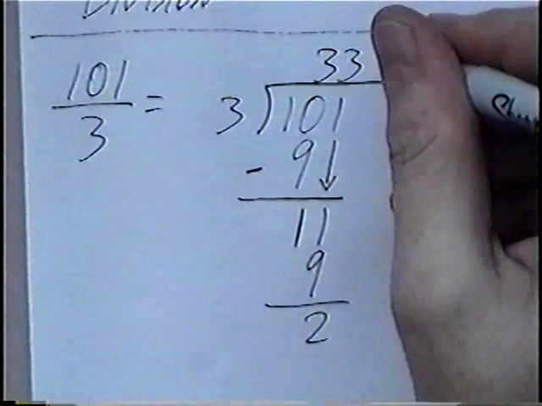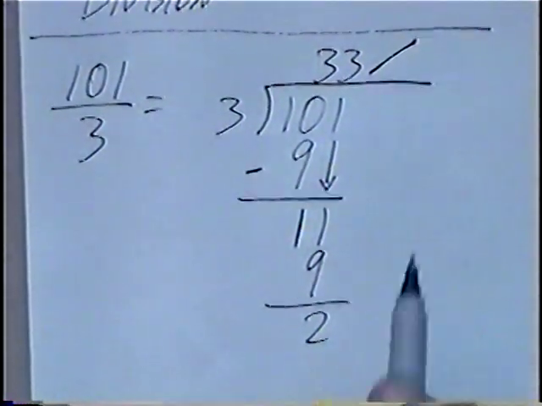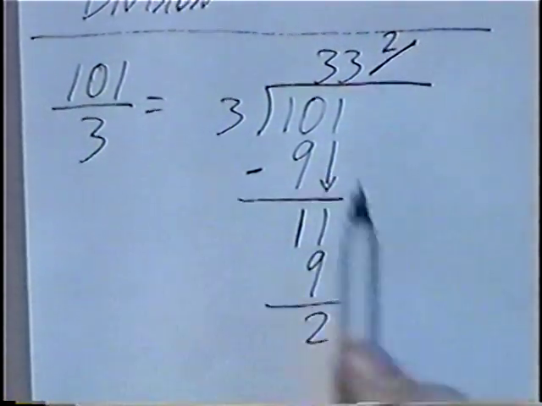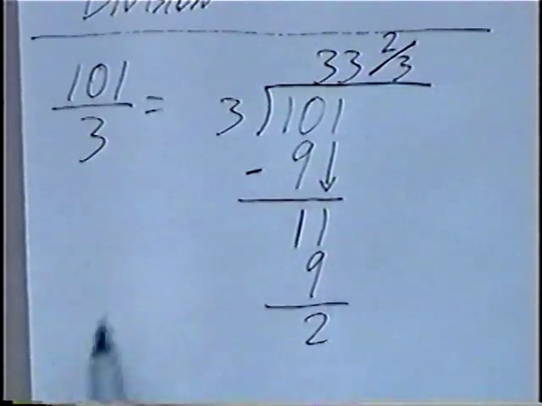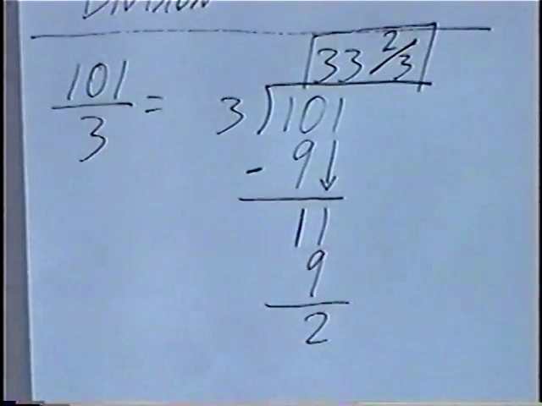To write a fraction, if you remember the fraction remainder, the remainder number left over is your numerator, and the number we're dividing by, 3, would be the denominator. So 101 divided by 3, our answer would be 33 2/3.